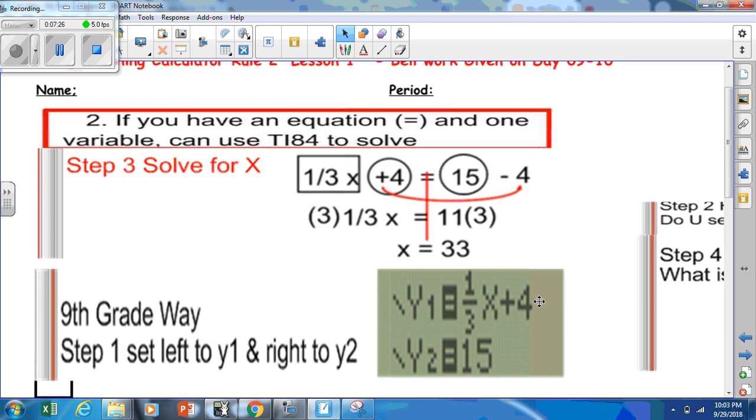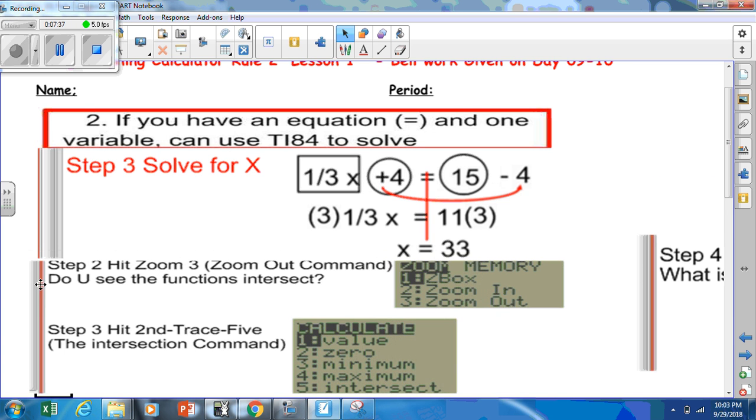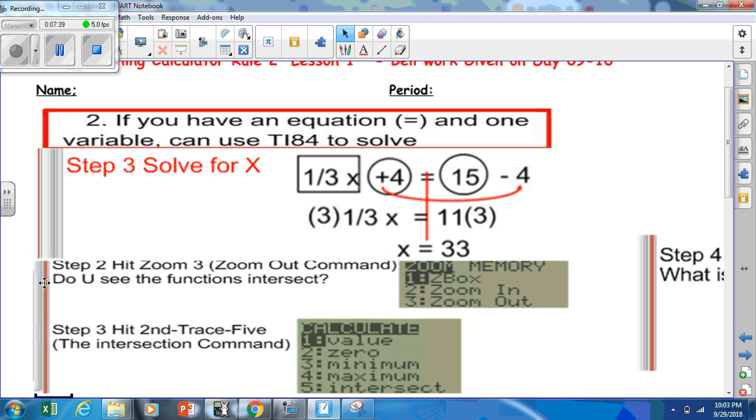Same method. Zoom 3 to see if we can find the actual intersection of the function. If we do, we hit second trace 5. All right, and in real time, what does that look like? Let's put it in the Y editor.